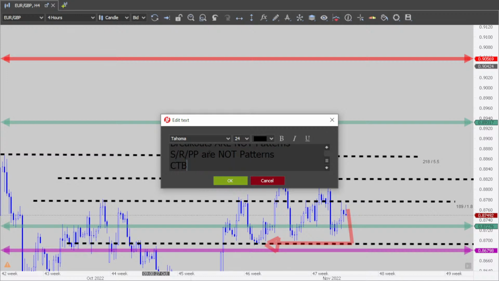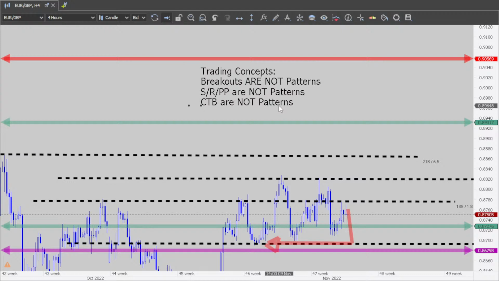CTB, counter trendline breaks are not patterns. Some of you are still sending me emails. We're talking about what pattern are you trading. Stop loss goes on the pattern traded. Boss, I'm trading a breakout. Breakout is not a pattern. Breakouts are entry techniques. Boss, I'm trading the support, resistance, pivot points. Those are not patterns either. Boss, I'm trading the counter trendline break. Counter trendline breaks are entry techniques. Those are not patterns.